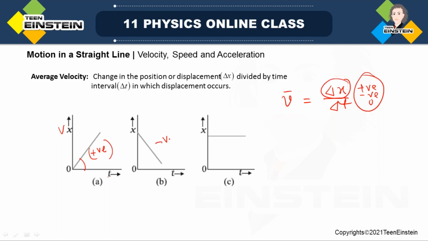Whereas the second curve, you can see this has negative slope. Negative slope. Okay, this is the angle. So this gives you average velocity negative, and this gives you average velocity positive. And in this case, displacement is zero because the object is at rest. So if this is zero, obviously average velocity will be zero.